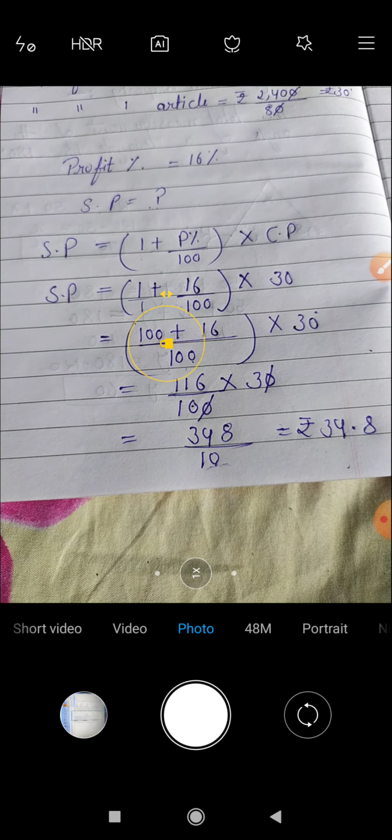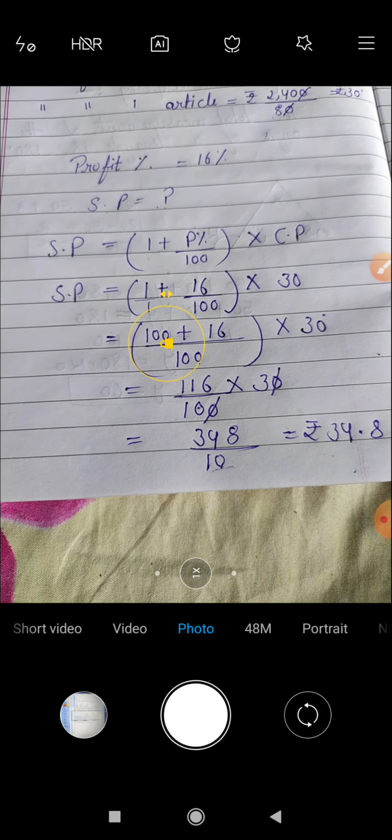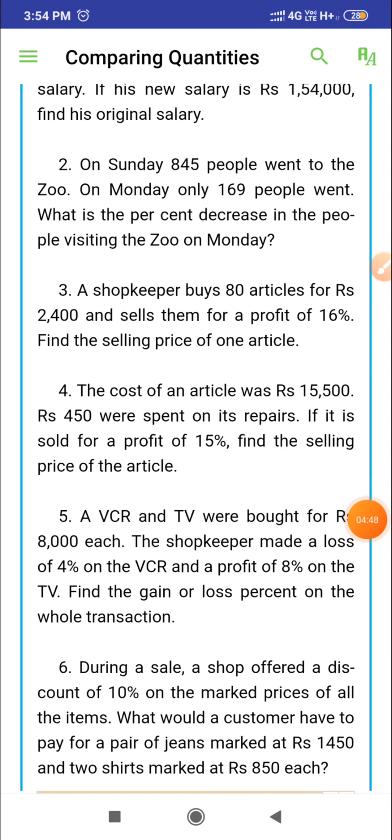Now move to our next question. Our next question is: the cost of an article was rupees 15,500. Rupees 450 were spent on its repairs. If it is sold for a profit of 15%, find the selling price of the article.